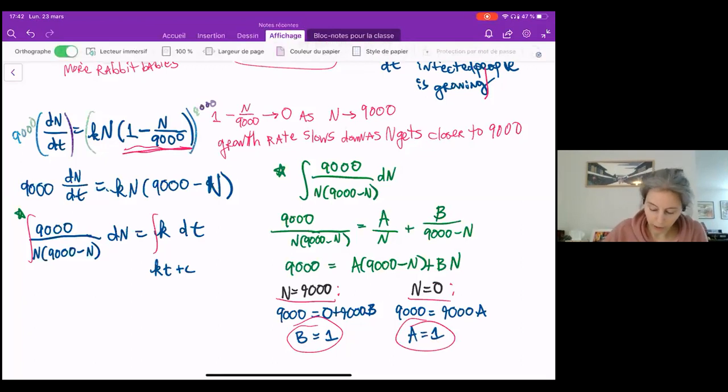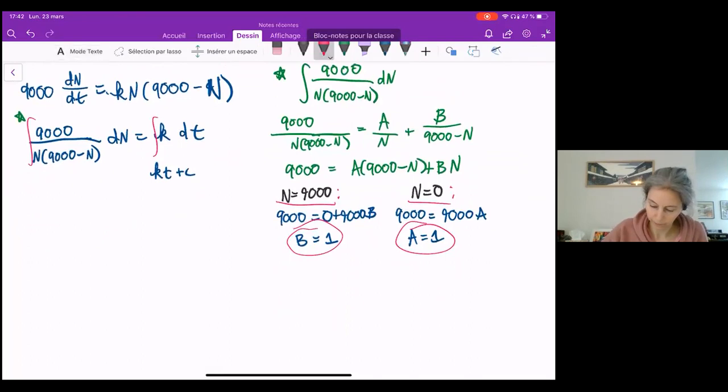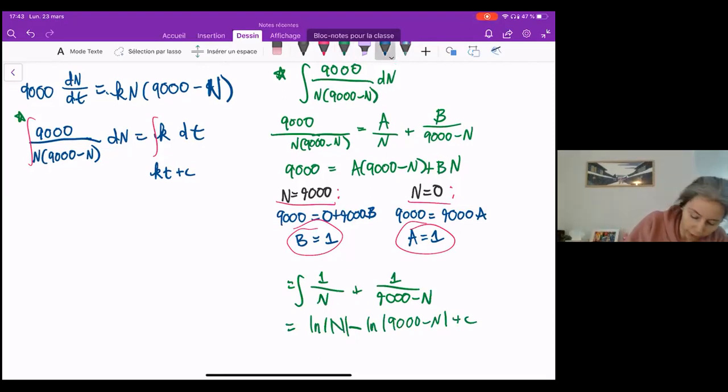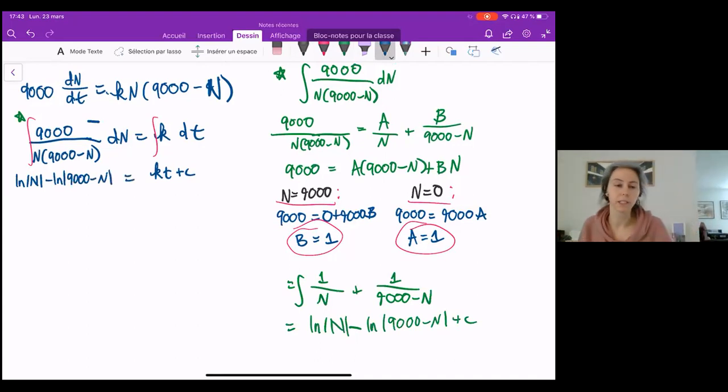So the integral that we end up with here is the integral of 1 over N plus 1 over (9,000 minus N), which gives me natural log of N minus natural log of (9,000 minus N). Now that minus comes from the fact that the derivative of 9,000 minus N is -1. That derivative is just a constant, so we just have to multiply by 1 over that constant. This becomes minus ln of (9,000 minus N). All right, so let's put that over here in our differential equation. ln N minus ln of (9,000 minus N) is equal to kt plus C.